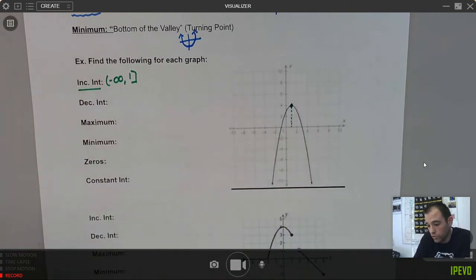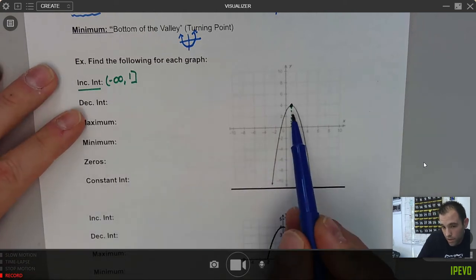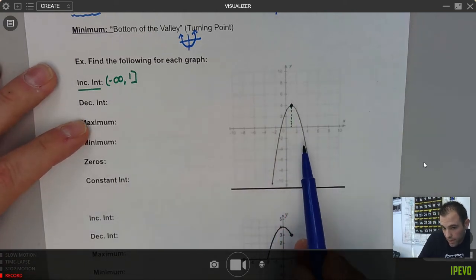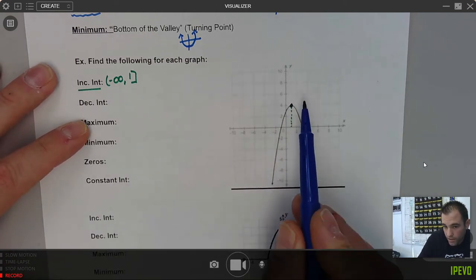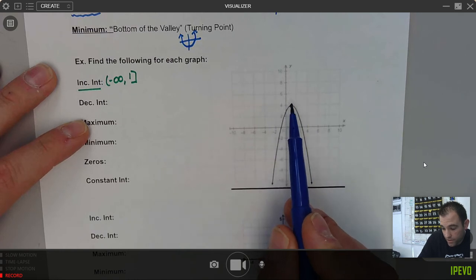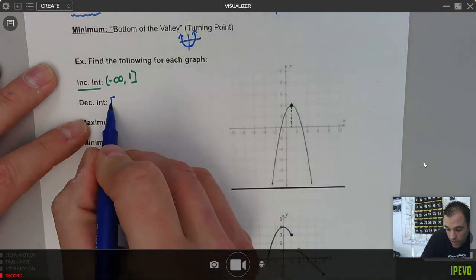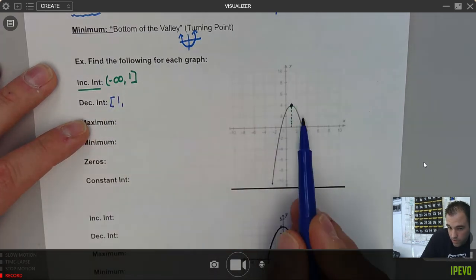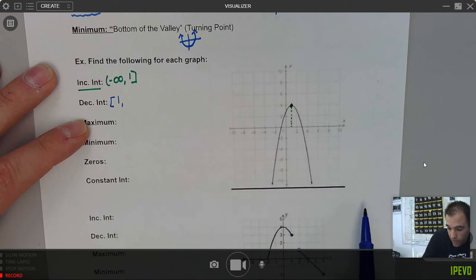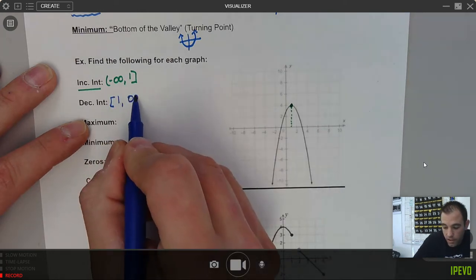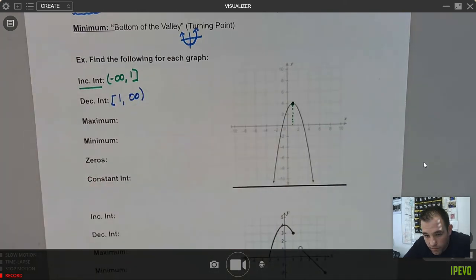Then the opposite is also true. Once I get to that turning point, the graph starts to go down from left to right. So it's decreasing, so that's from 1 with the bracket, and then it goes out to the right forever. If I go to the right, that is positive infinity. So from 1 to positive infinity.